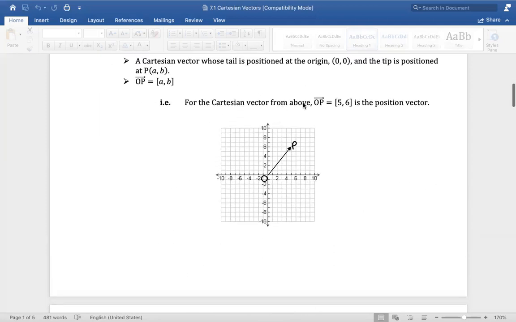So for this Cartesian vector from above, we're going to call this vector OP, the position vector. 5, 6 is the position vector. So it's the exact same vector, just positioned at the origin. So we call it the position vector. Okay.